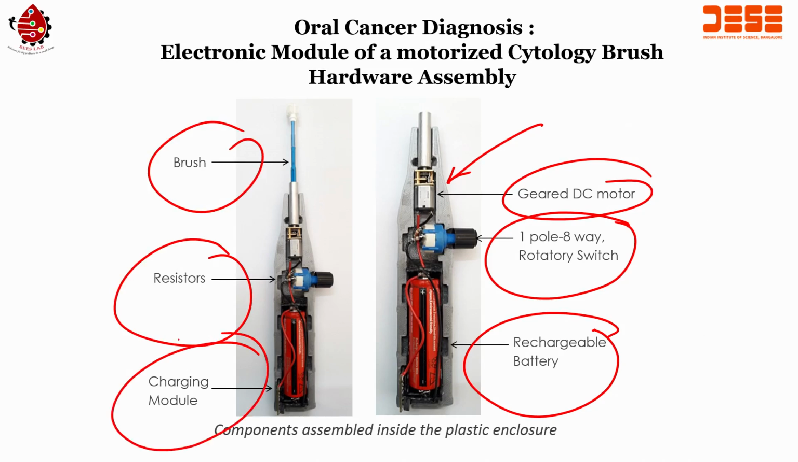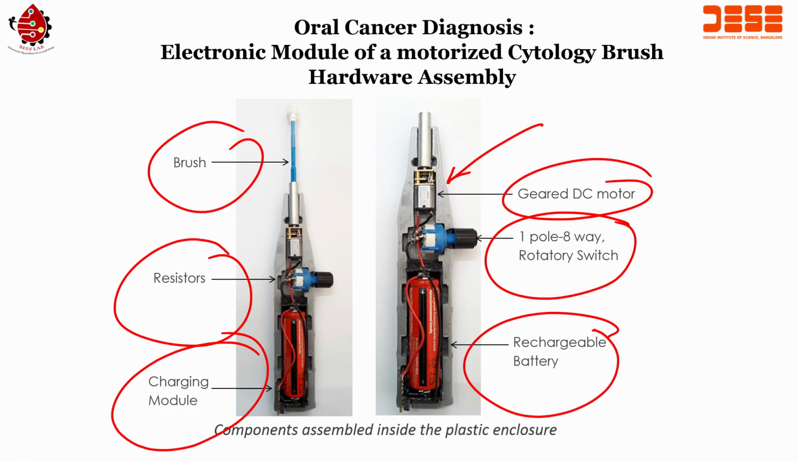Now, everything is assembled inside a plastic enclosure. This is 3D printed using PLA. You can use a metal casing as well, by using the molding technique. The idea of developing this particular system is to make it available at a low cost and usable by a semi-skilled person.